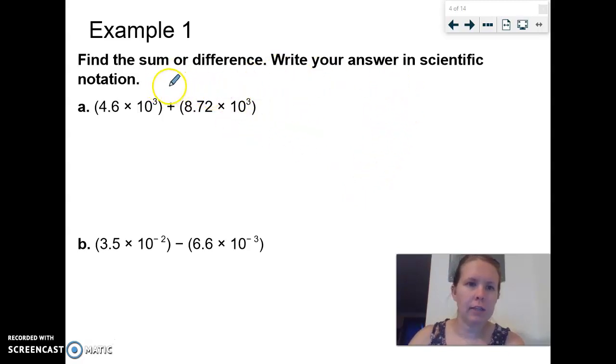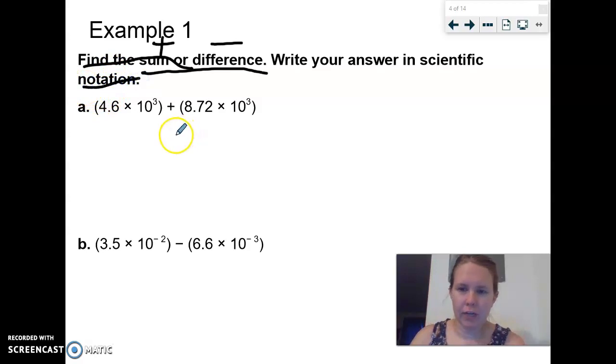The first example is all about your sum or your difference. Remember that your sum is your addition, your difference is your subtraction. My direction is to find the sum or difference and write your answer in scientific notation. Remember, when we're talking about scientific notation, you need to have a number between 1 and 10, multiplied by 10 to some power. The power can be negative or positive.